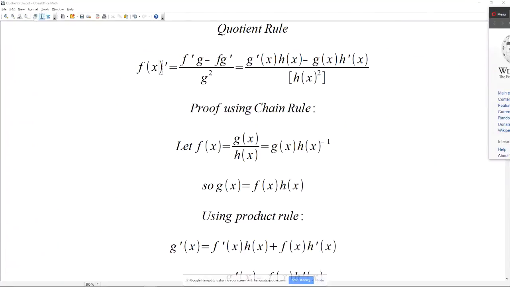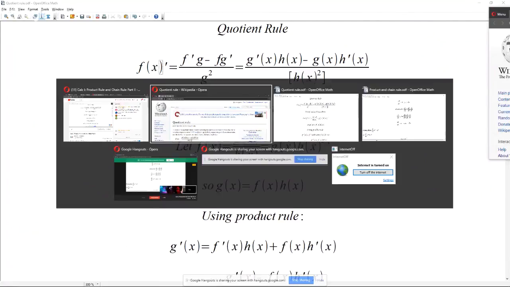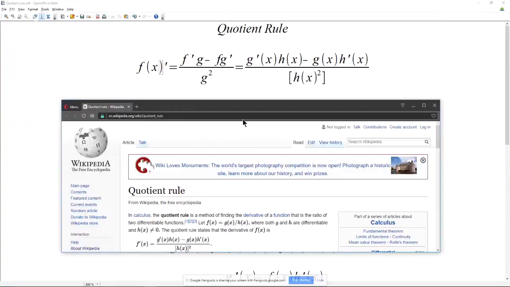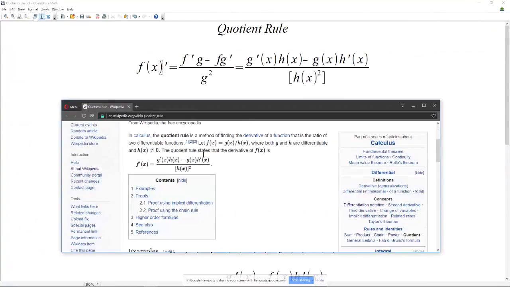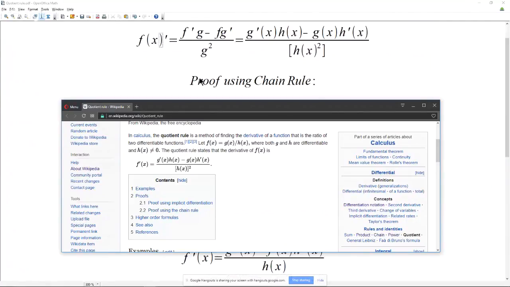Because they have it as h prime of x times g of x. Let's compare here. This is what I have: g prime of x, h of x, g of x, h squared. Yeah, this right here is exactly this, and that has to be equal to this. This is just another way of writing it. Right, I don't mean on that side, I mean on the left-hand side.